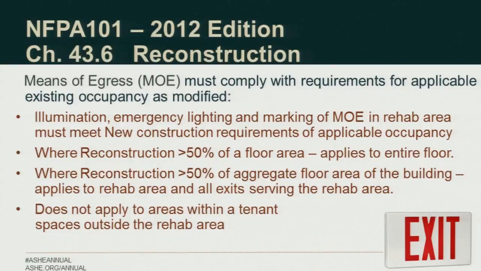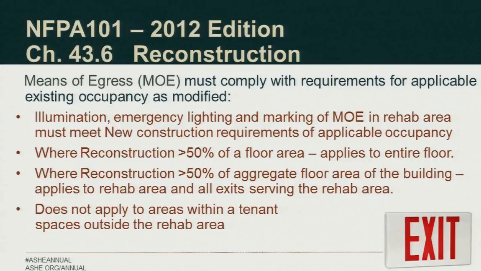Where a reconstruction is greater than 50% of the aggregate floor area of the building, it also applies to all exiting serving the rehab area. So if I'm doing something on level 2, the stairs going down to egress, or down to exit, would also have to comply with the lighting requirements. This does not apply to a tenant space within a renovated area. So if you had some tenant space in that 20,000 square foot area, you wouldn't have to upgrade the egress lighting and emergency lighting there.